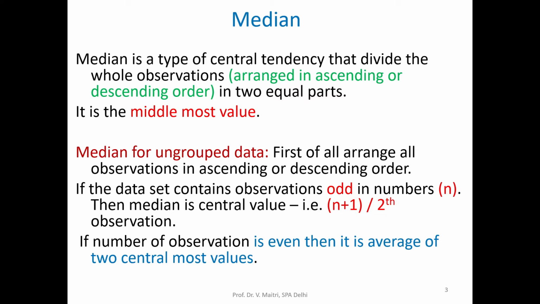Now median for ungrouped data: first of all arrange all the data in ascending or descending order. If the data set contains an odd number of observations, that is n, then median is the central value, that is (n plus 1) by 2. And if the number of observations is even, then it is the average of the two central most values. Let's see.